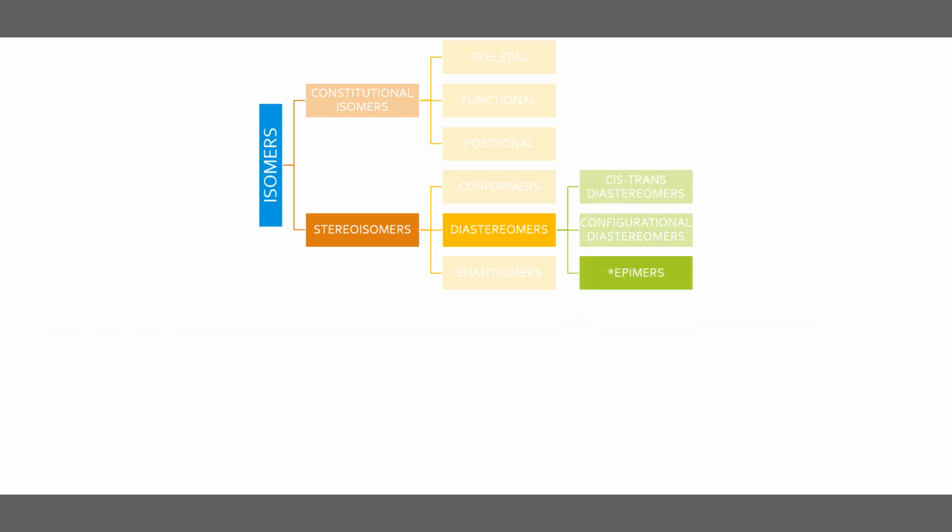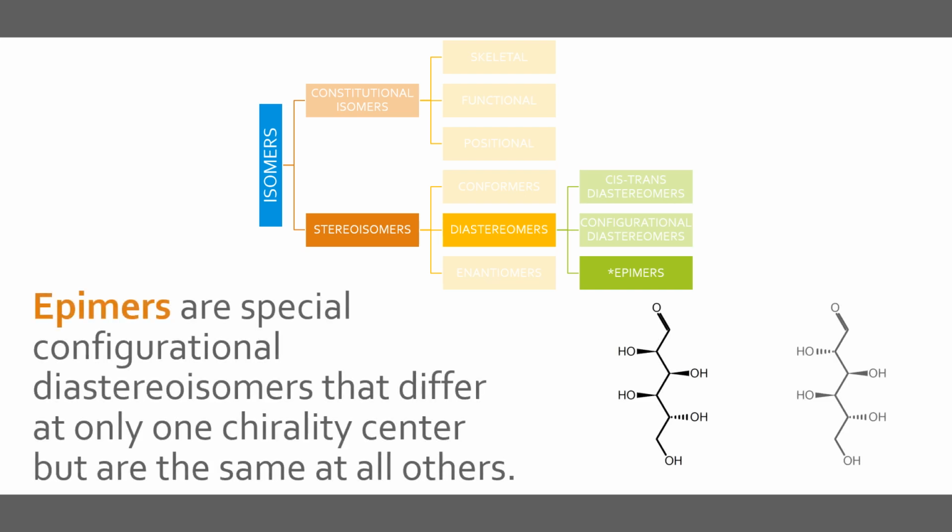The last kind of diastereomer that I'm going to be discussing are called epimers. Epimers are actually a special kind of configurational diastereomers. They're special because they differ at only one particular chirality center, but all the other chirality centers, if you're comparing two molecules, should be the same. I have here the structure of D-glucose and D-mannose, and they only differ in the highlighted chirality centers. Technically, epimers show up if you have three or more chirality centers for your diastereomers or for your molecules.